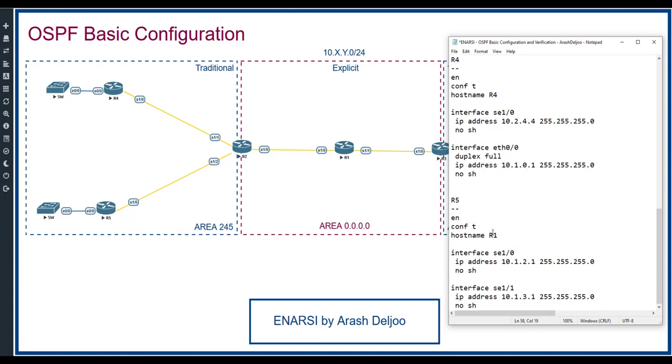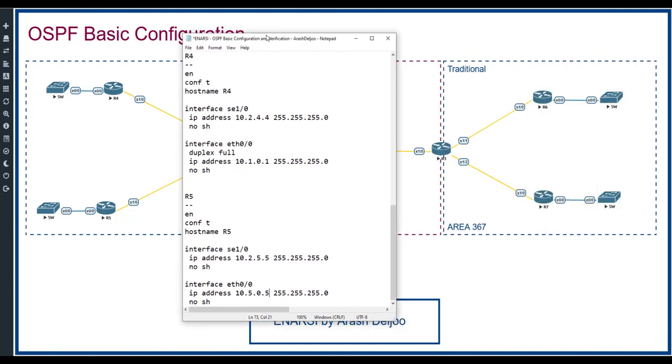Also about R5, we have the hostname of R5. Interface serial 1/0's IP address is 10.2.5.5, 255.255.255.0. Okay, and after that, as you can see, about the interface Ethernet 0/0, we have this IP address 10.5.0.5, 255.255.255.0. Okay, now we should configure router 3, and for example router 6 and router 7.